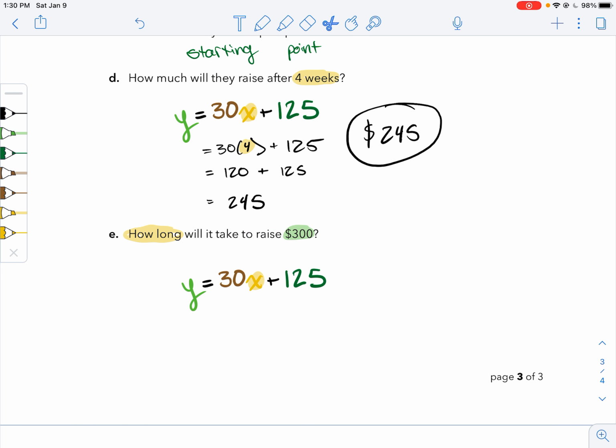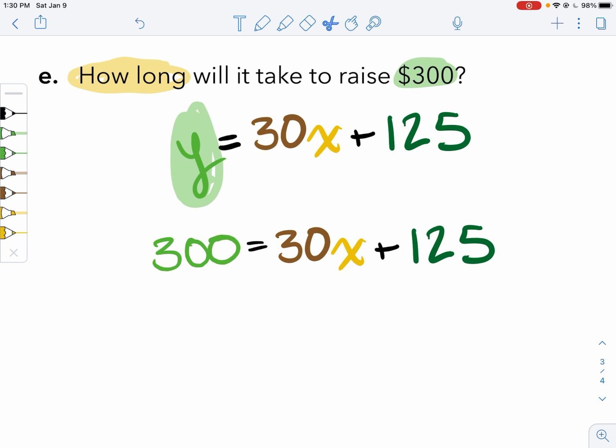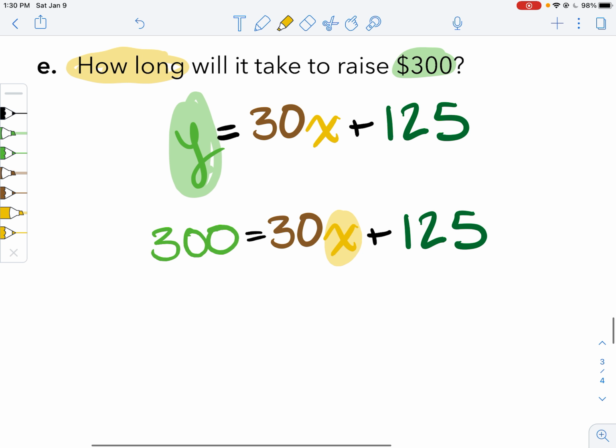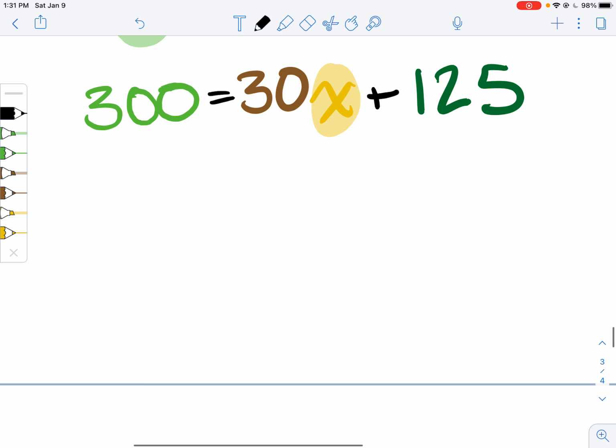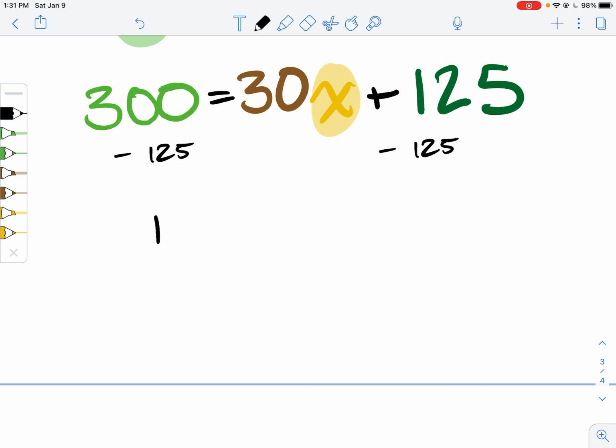So we've got our equation, y equals 30x plus 125. And this time we know how much money we want to raise, $300. So let's plug that in. So we have 300 equals 30x plus 125. Now all we have to do is solve for x. So in order to get x by itself, let's subtract 125 from both sides, giving us 100. Nope, that's 275. No, it's 175. Good job, me. Forgot the 100. 175 equals 30x.